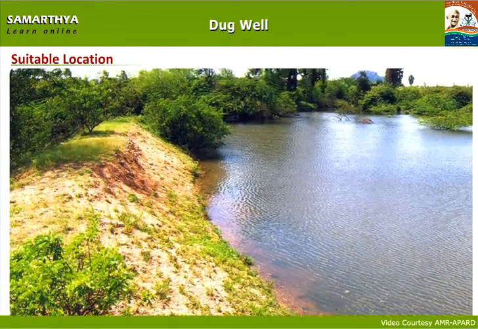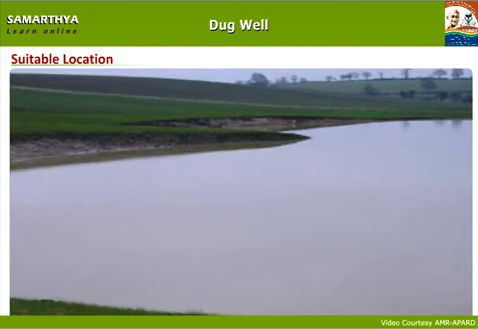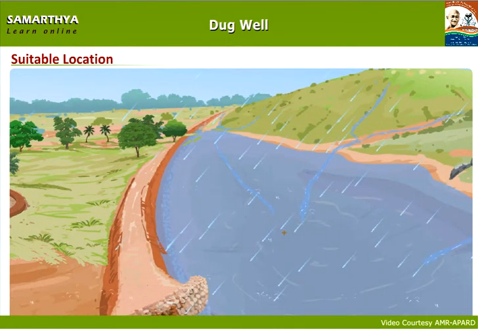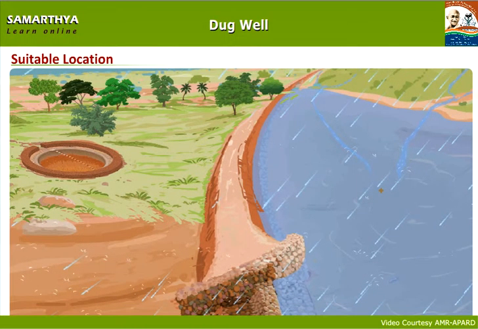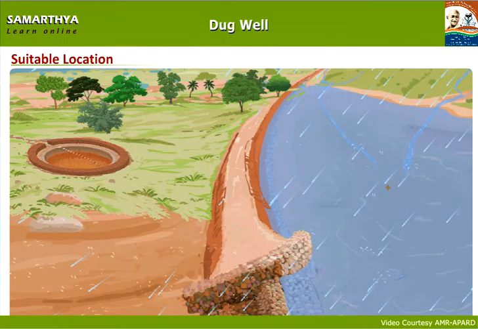If there are ponds and percolation tanks available, construction of open wells must be taken up at a short distance and at the lower parts of the ponds and percolation tanks.